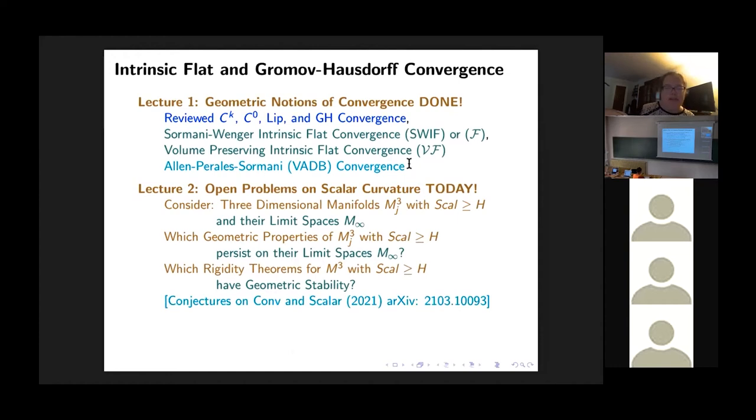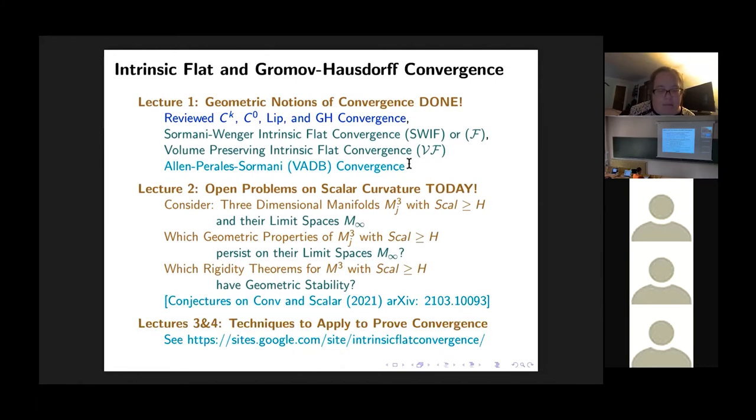Many of these conjectures are inside the survey, Conjectures on Convergence and Scalar Curvature, that I wrote with my fellow participants at the IAS Emerging Topics meeting. Lectures 3 and 4 will concern techniques applied to prove convergence. They will cover the techniques that you're going to need in order to prove the various open problems I will be mentioning throughout today's lecture. You can find these on this website, which I included and shared on the chat. All the different papers that I will be referring to.